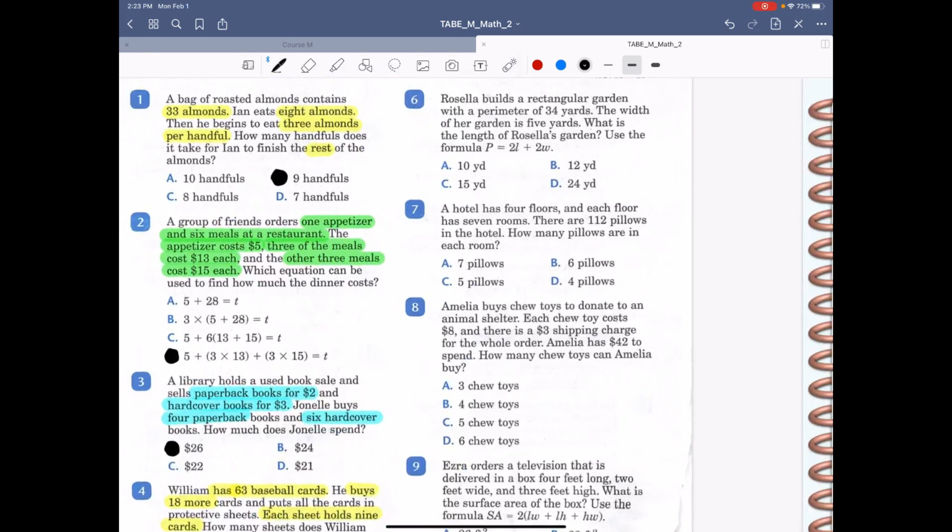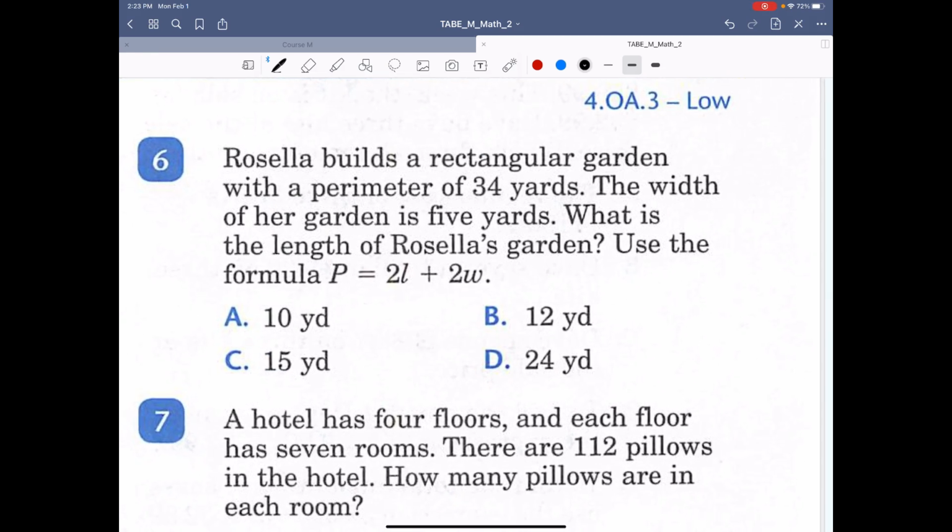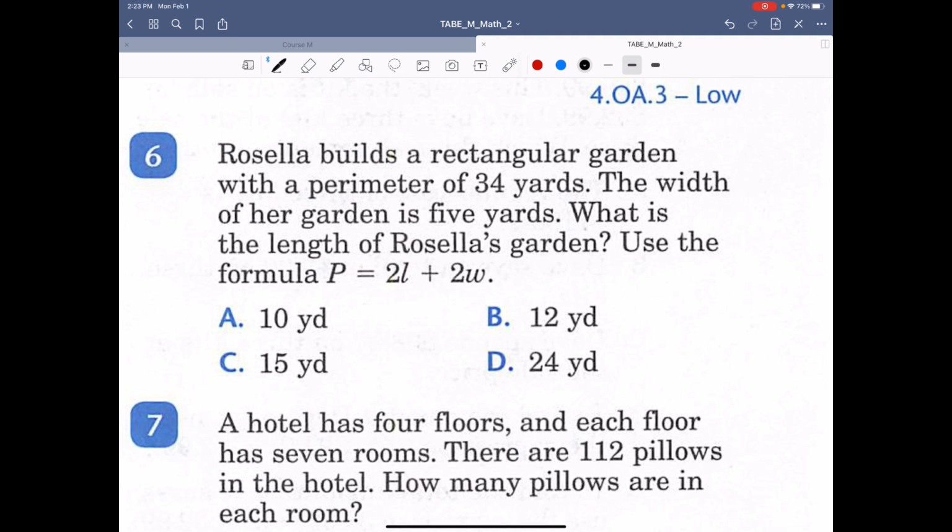Number 6. Rosella builds a rectangular garden with a perimeter of 34 yards. The width of her garden, let me go ahead and mark this off. Perimeter is 34. The width of her garden is 5. What is the length of her garden? Using this formula.